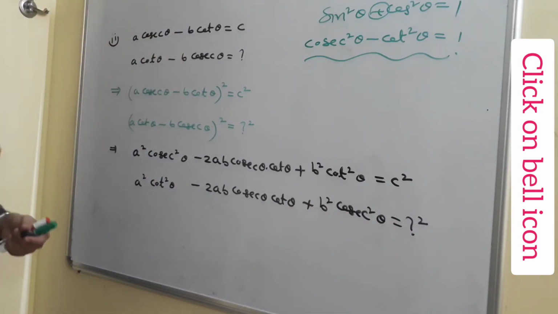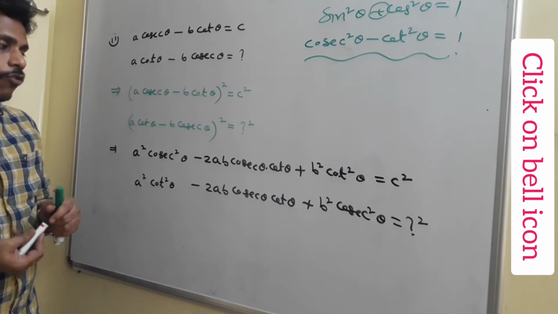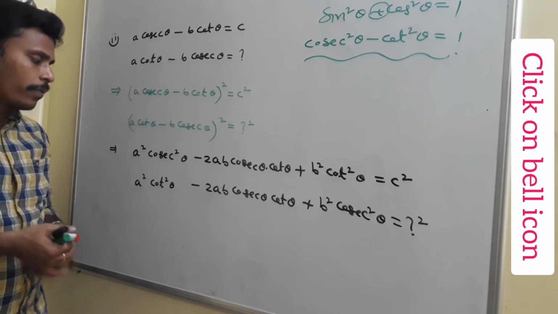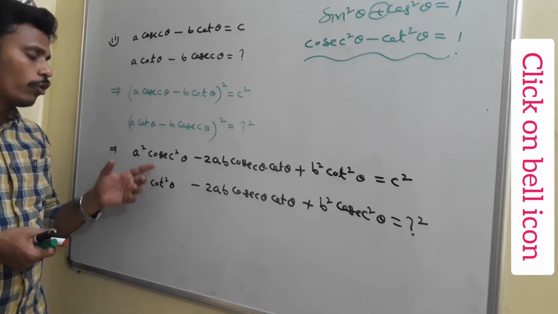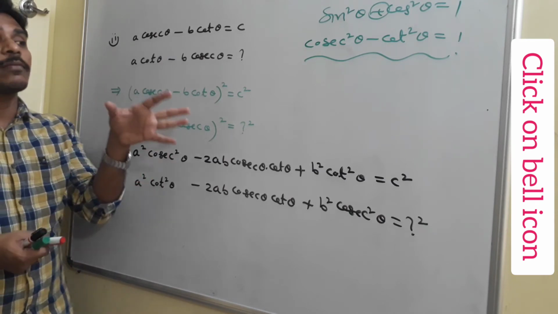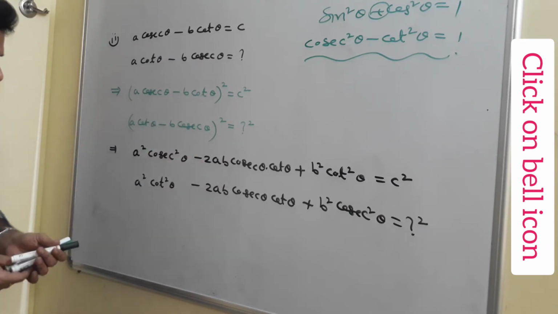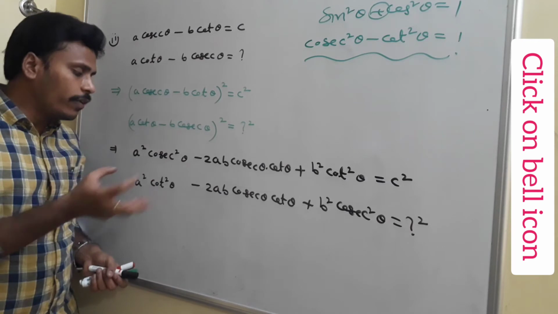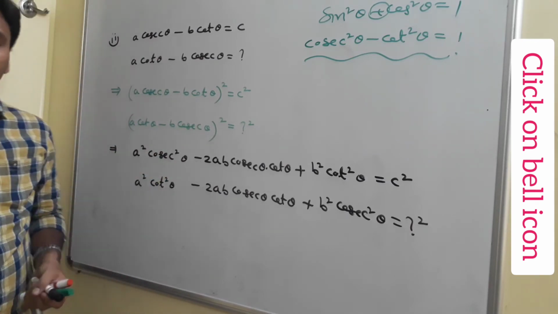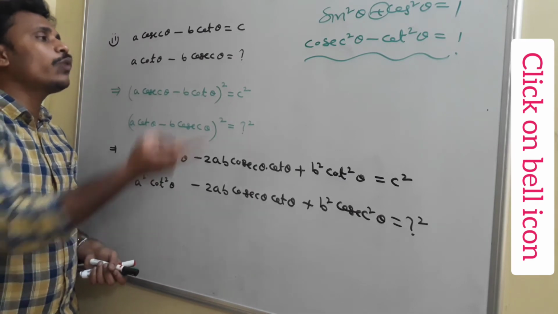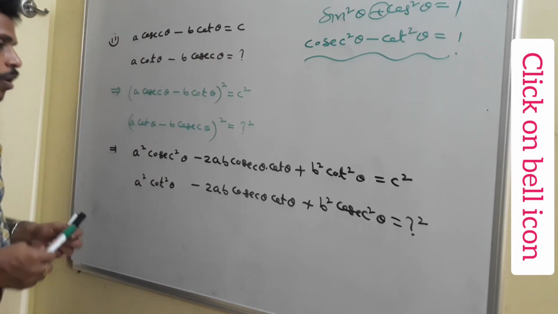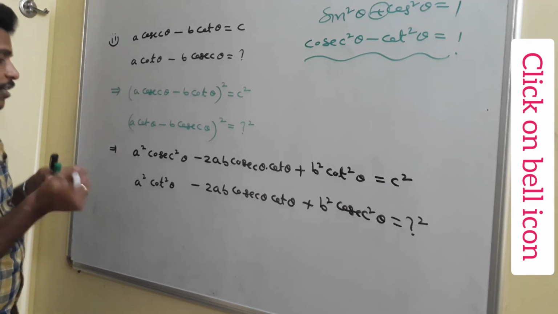Is it clear? Right. And now see, if you add, there is no use, because there is no identity to remove this cosecant theta and cot theta. If you subtract, then there is a possibility of eliminating that theta. We are going to remove this cosecant and cot. If you remove them from these two statements, then only you have a chance to find that question mark value. That's why I have to do the subtraction right now here.